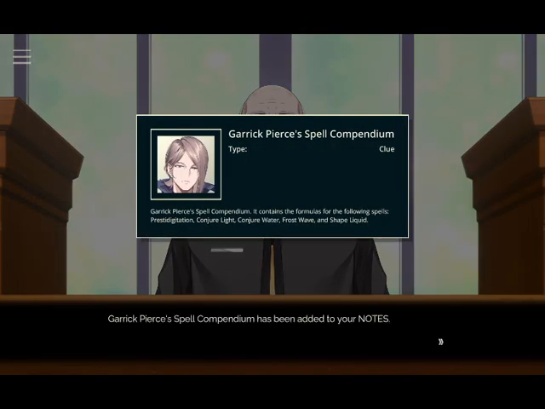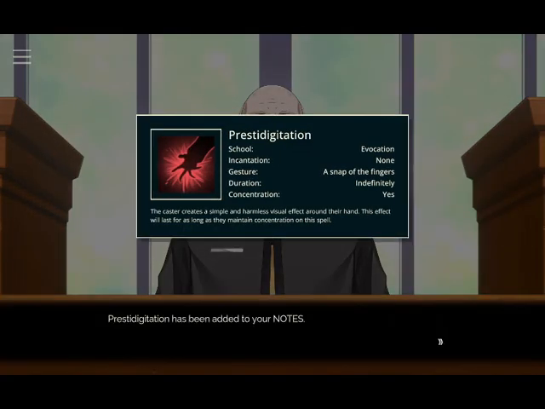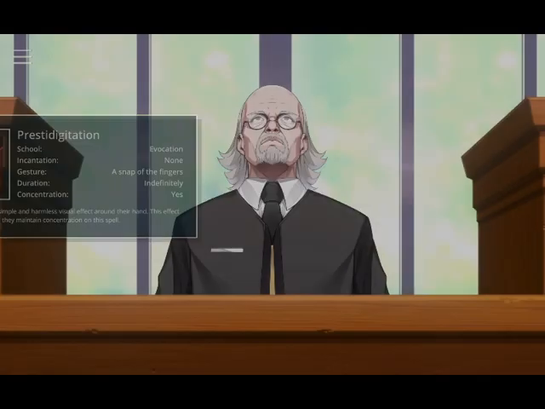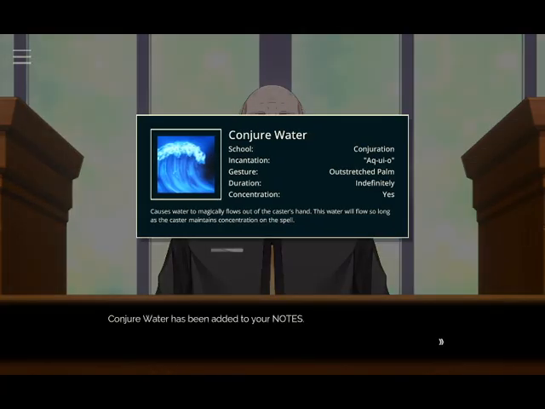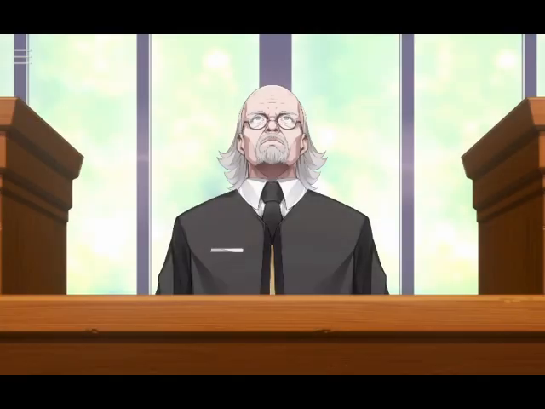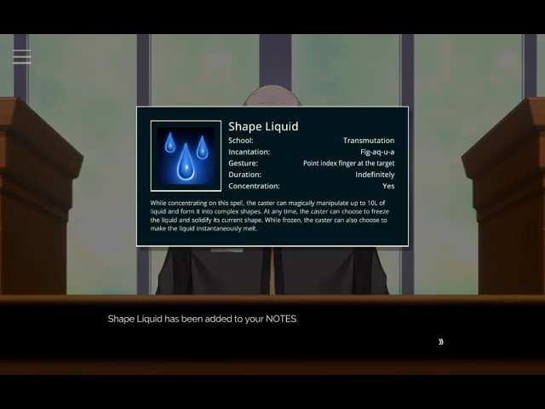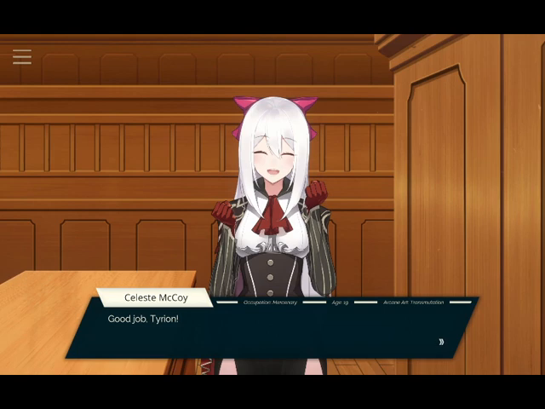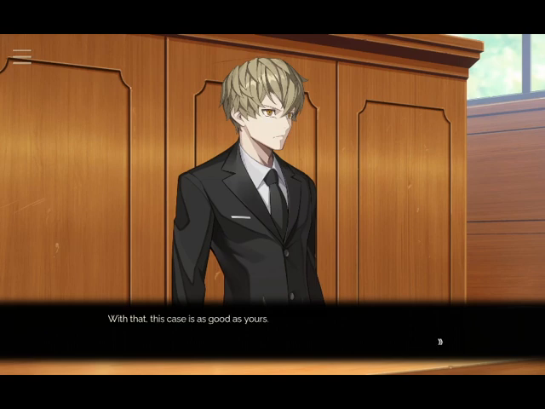Garrick Pierce's spell compendium has been added to your notes. Prestidigitation has been added to your notes. Conjure Water has been added to your notes. Frost Wave has been added to your notes. Shape Liquid has been added to your notes. Good job, Tyrion. We got his spell compendium. With that, this case is as good as yours.